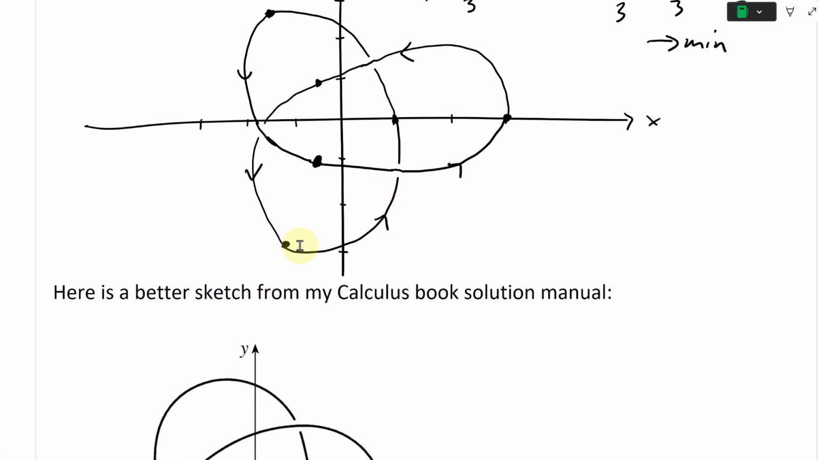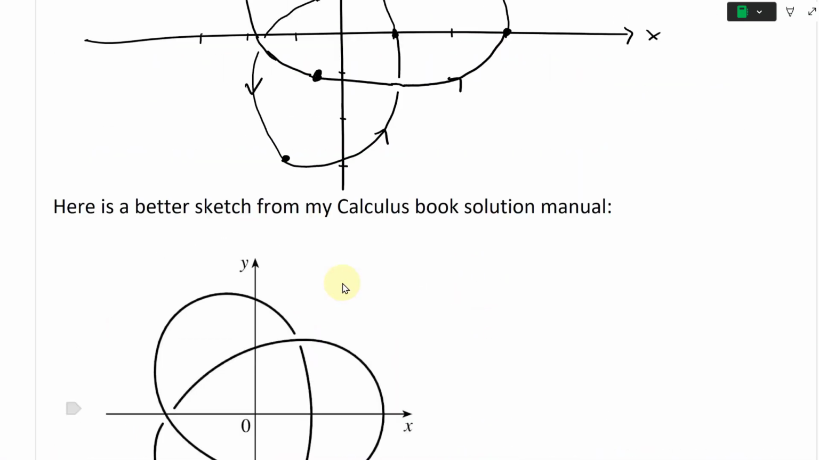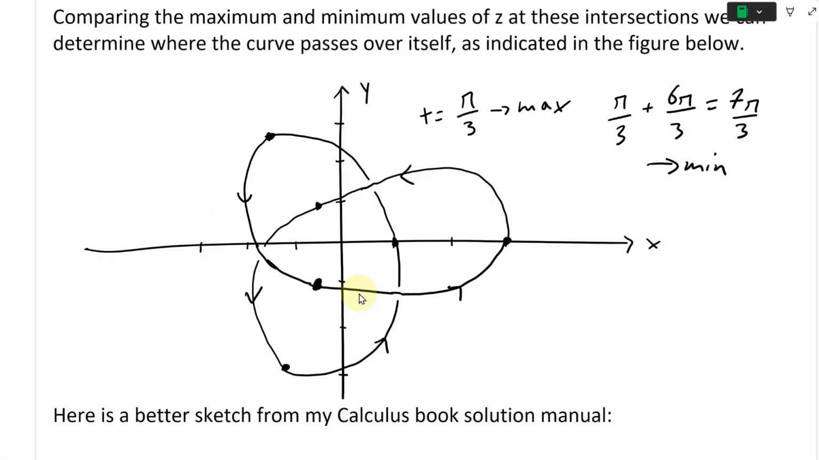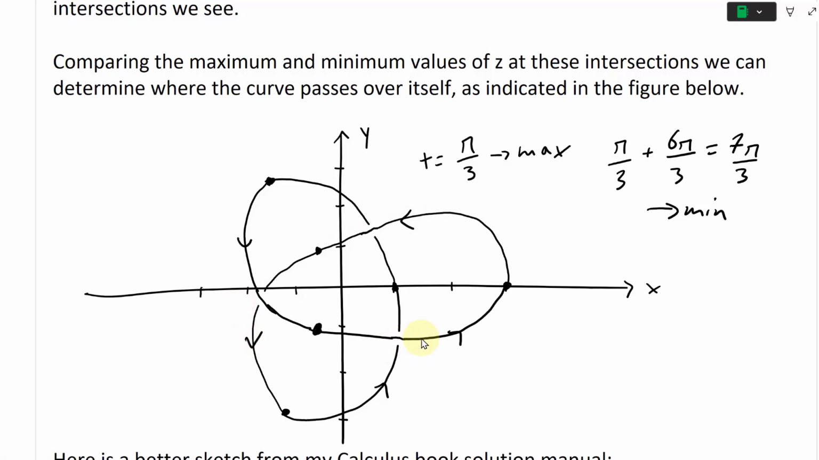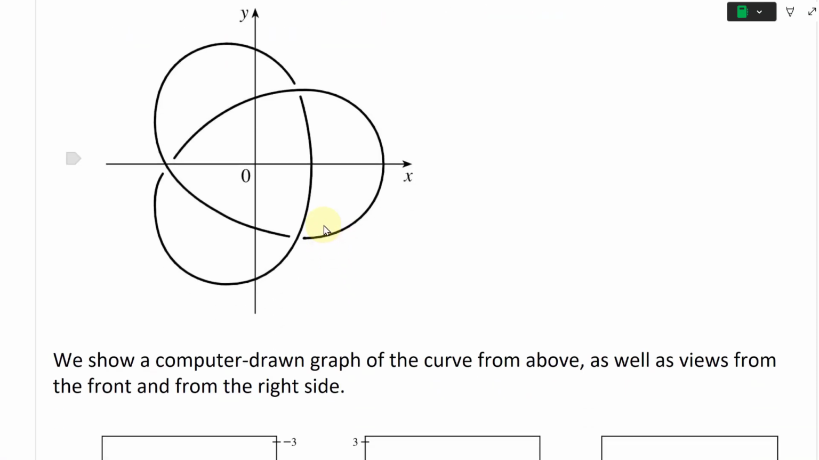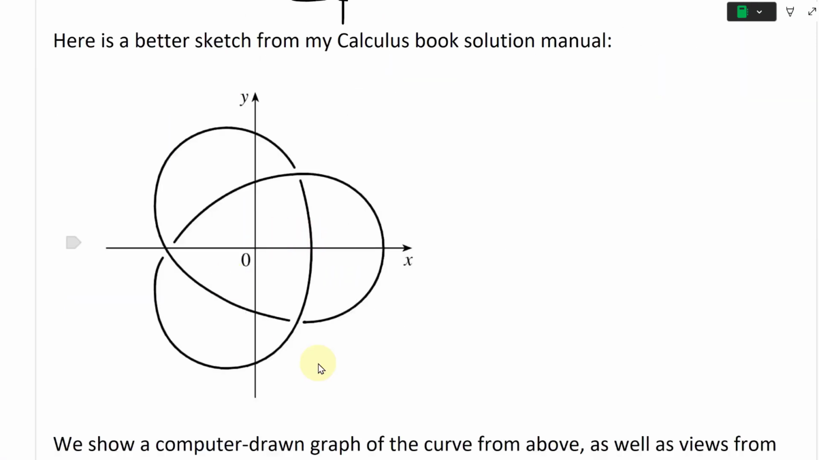All right, going further. Here's a sketch from my calculus book solution manual, and it's exactly the same thing we have here. So it goes above, below, above, below, above, below, and again, it's the same thing, and so on. It keeps going on and on. There it is, pretty cool stuff. It's the same thing as this one, just a bit neater here.